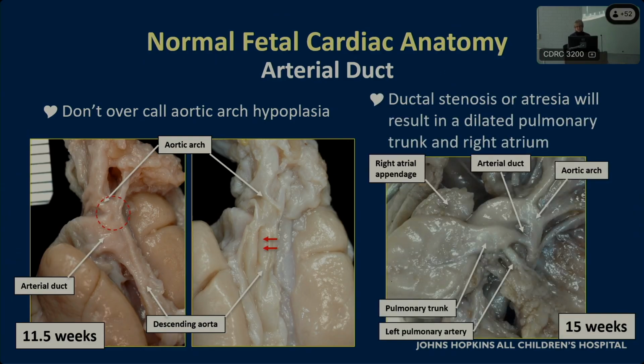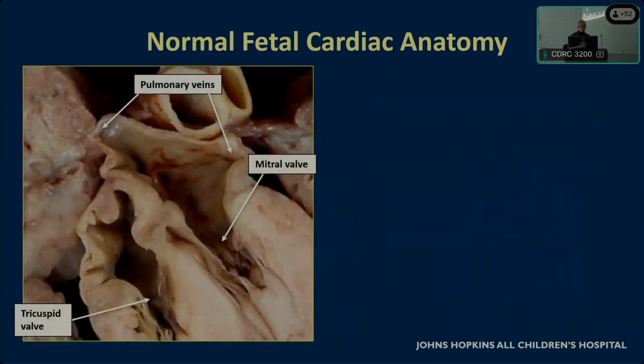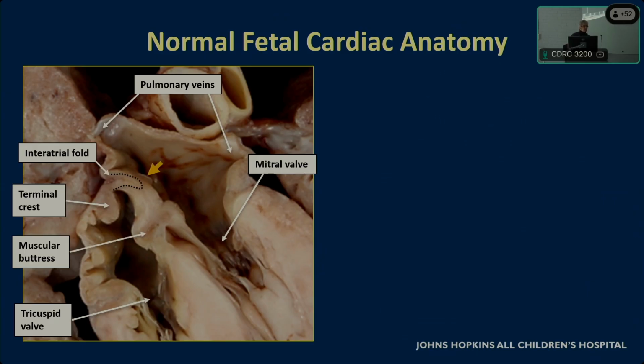And this is just another case of ductal stenosis showing the dilated right atrium and pulmonary trunk. So this is that heart I showed you earlier, where all the muscular structures look quite bulbous or thick. You can see the superior interatrial fold and the pulmonary veins on the left side of it. You can see that's the flap valve at the floor of the oval fossa. There's the terminal crest, which looks very thick. And here you can see the muscular buttress, which also looks quite thick. There is the membranous septum and the atrioventricular component and the interventricular component.